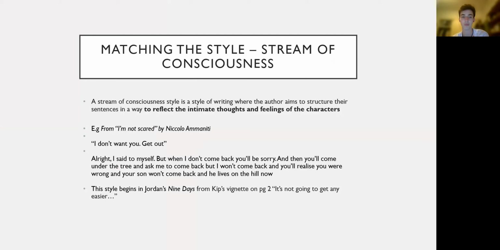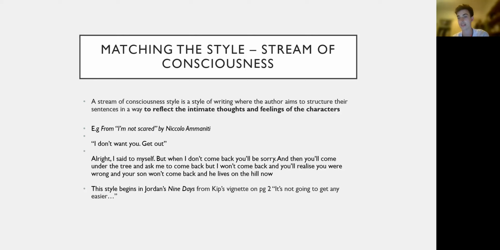Now, this is from a different book, but I've got an example from I'm Not Scared. In this book, there's a young child who has a fight with his parents and he runs away. What the author really does, that's quite great, is he gives us an insight into how the little boy is thinking. He says, "All right," I said to myself, "but when I don't come back, you'll be sorry. And then you'll come under the tree and ask me to come back, but I won't come back. And you'll realize you were wrong. And your son won't come back, and he lives on the hill now."